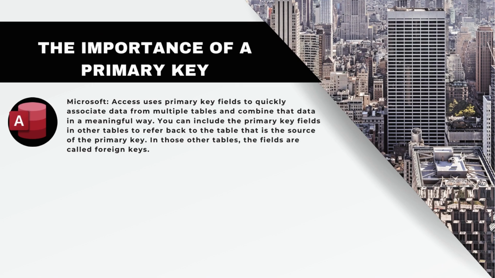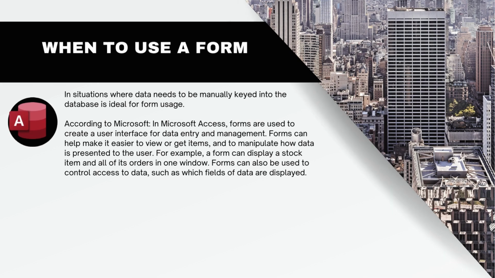Now the importance of a primary key, which I touched on before: Access uses a primary key field to quickly associate data from multiple tables and combine that data in a meaningful way. You can include the primary key fields in other tables to refer back to the table that is the source of the primary key. In those other tables, the fields are called foreign keys. So the ID key that I had in the demonstration was my primary key.